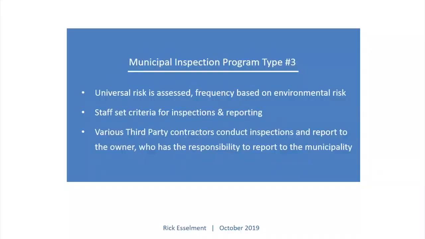And then the third type of program is where universal risk is assessed. So all properties in a municipality are going to get inspected. The frequency of those inspections would be based on the risk. So the ones that have a high risk of environmental contamination to water resources may be inspected more frequently, and other properties that have less of a risk would be inspected less frequently, but they all get inspected. The staff set the criteria for the inspections and the reporting, and then various third-party contractors conduct the inspections, and they report to the owner, and then the owner has the responsibility to report to the municipality.